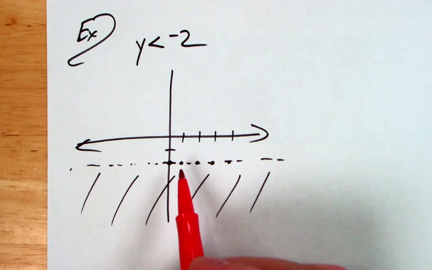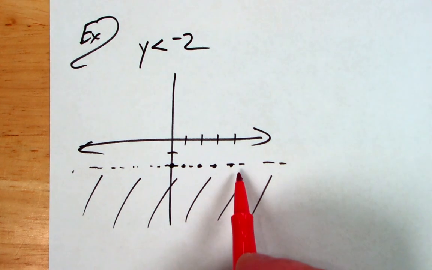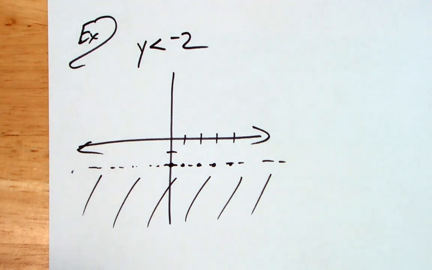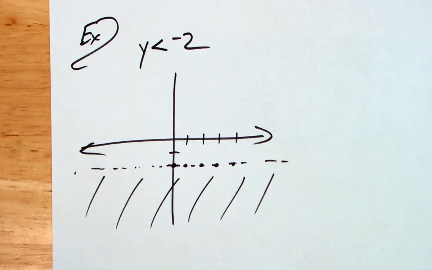Y equals negative 2. I've got the points 0, negative 2; 1, negative 2; 2, negative 2; 3, negative 2; 4, negative 2. So there's my line. It hits the y-axis at negative 2. It's a dotted line. And it's less than, so I'm shading down. Okay, that's something we should be able to do.